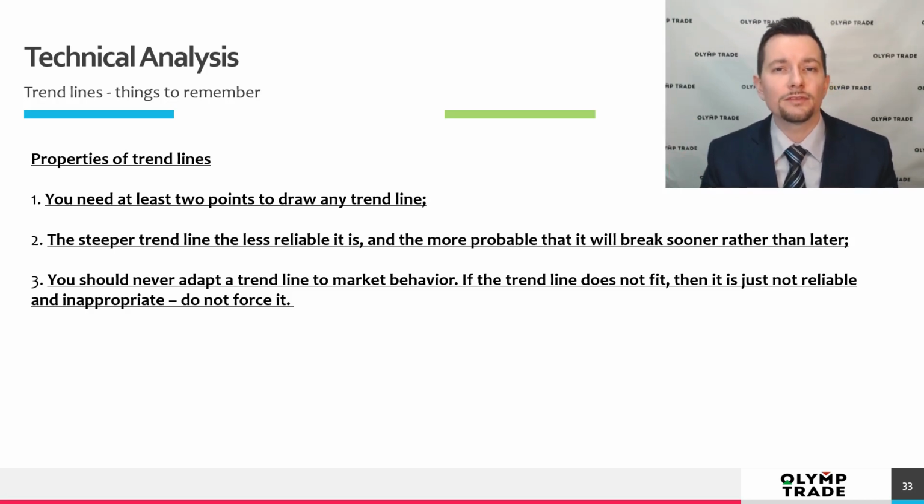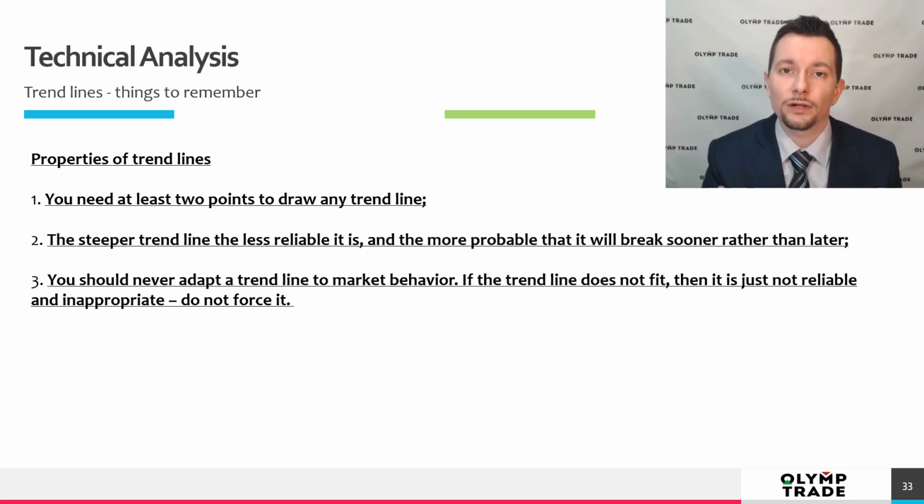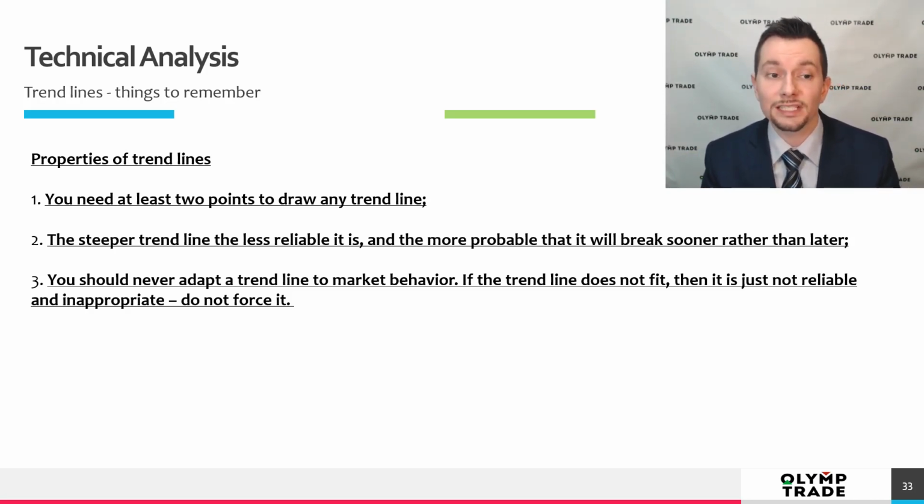So think of the market also as an organic kind of marketplace. Something that falls really fast for a really long time is not going to come back up, but there will be a bounce, there will be a fade, there will be a retracement of some kind. And you should never adapt a trend line to market behavior.